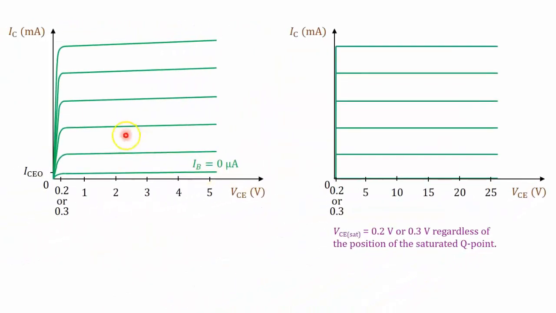Let's have a summary of what we have discussed so far. On the left-hand side, we have an IV figure which shows the details of the saturation region and the cutoff region. On the right-hand side, we have another simplified IV figure which will be used for explaining the theoretical calculations.